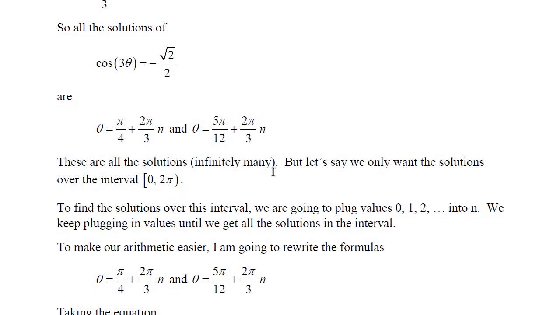Now let's say we only want the solutions that go from the interval from 0 to 2 pi. So to find which one of these are going to give us solutions from 0 to 2 pi, we're going to have to start plugging in values for n, like n equal to 0, n equal to 1, n equal to 2, and keep going until we have found all the values that are going to be between 0 and 2 pi.